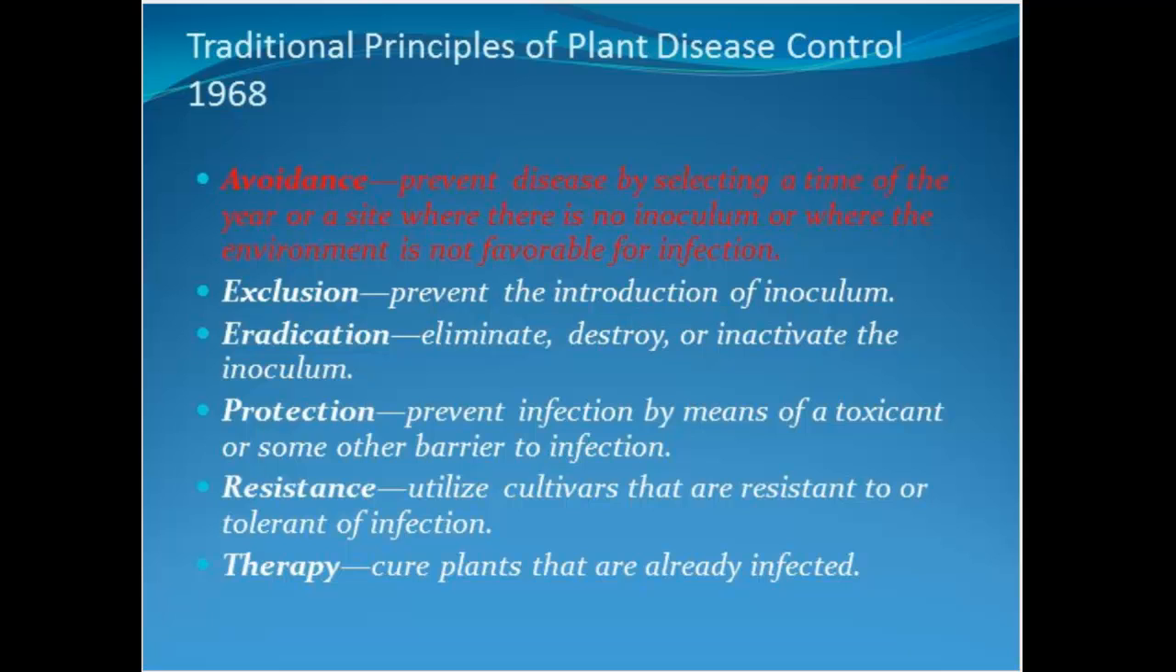Next on the list that I would like to talk about is avoidance. Avoidance, of the 6 principles, refers to preventing disease by selecting a time of the year or a site where there is no inoculum. This would be an example of why we would like to use crop rotation. By moving to new sites all the time, we are getting onto sites where there is not inoculum. In addition to that, avoidance also includes planting in sites where the environment is not favorable for infection.